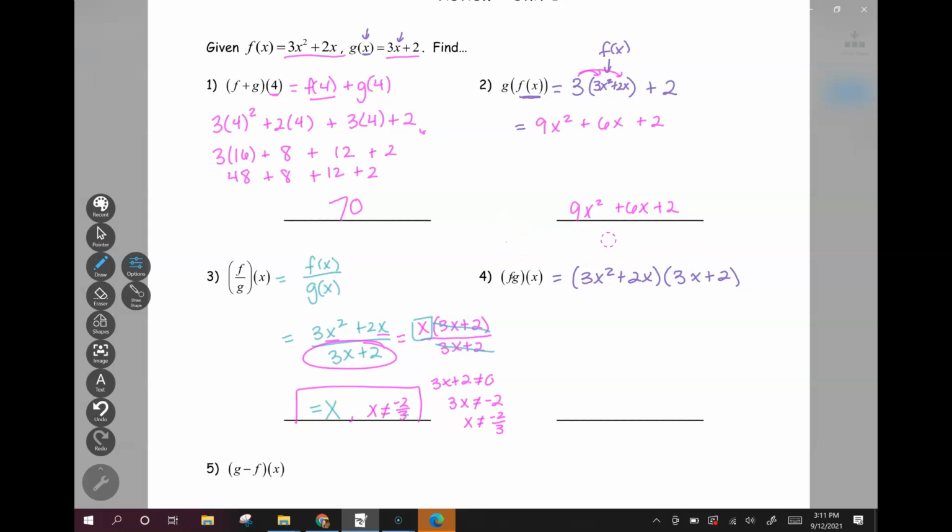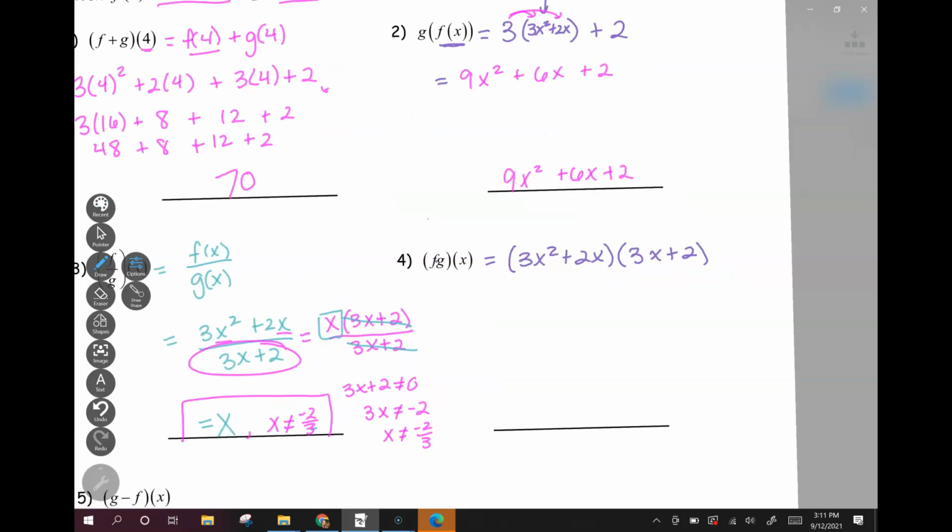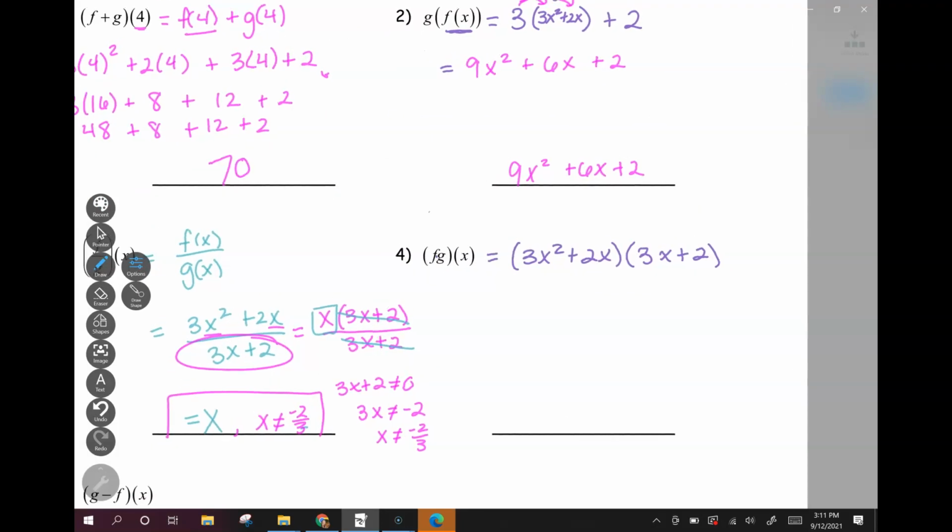Okay, so if there's no sign in between though, we are multiplying, so f times g here, and we're going to need to FOIL. So I'm going to distribute. All FOILing is distributing twice. Okay, so I'm going to distribute the 3x squared. It gives me 9x cubed. Distribute, that gives me 6x squared. Distribute the 2x, that gives me 6x squared. And distribute gives me 4x.